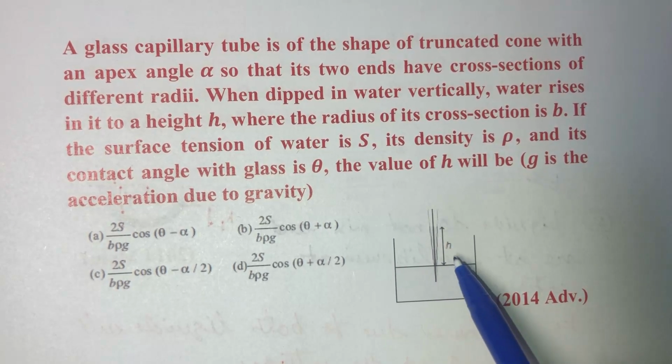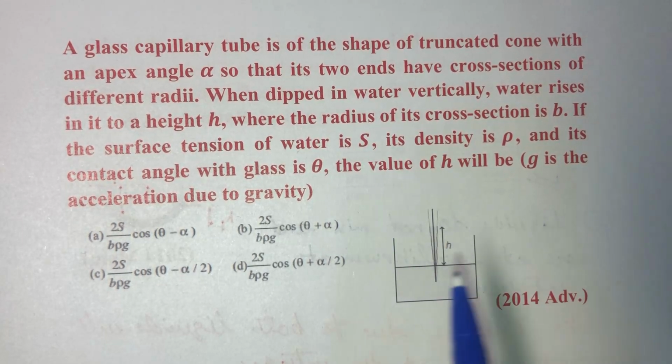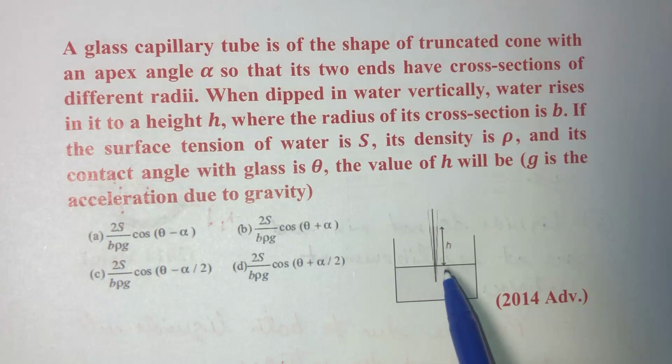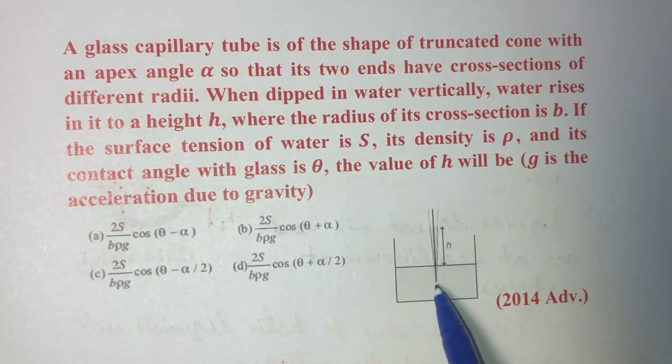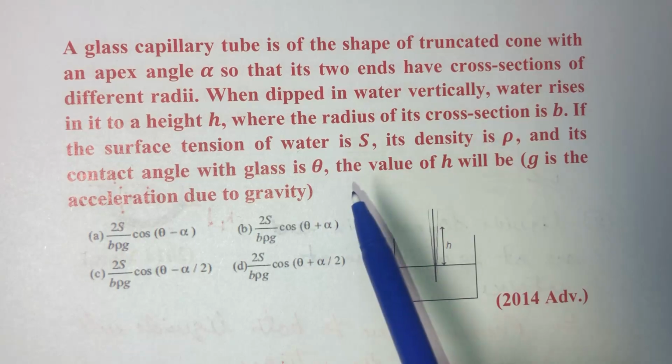So we are given a capillary tube which is in the shape of a cone and it is truncated. Water is rising from the bottom to the height h, and we have to find out what will be the value of h in terms of S, rho as well as theta.